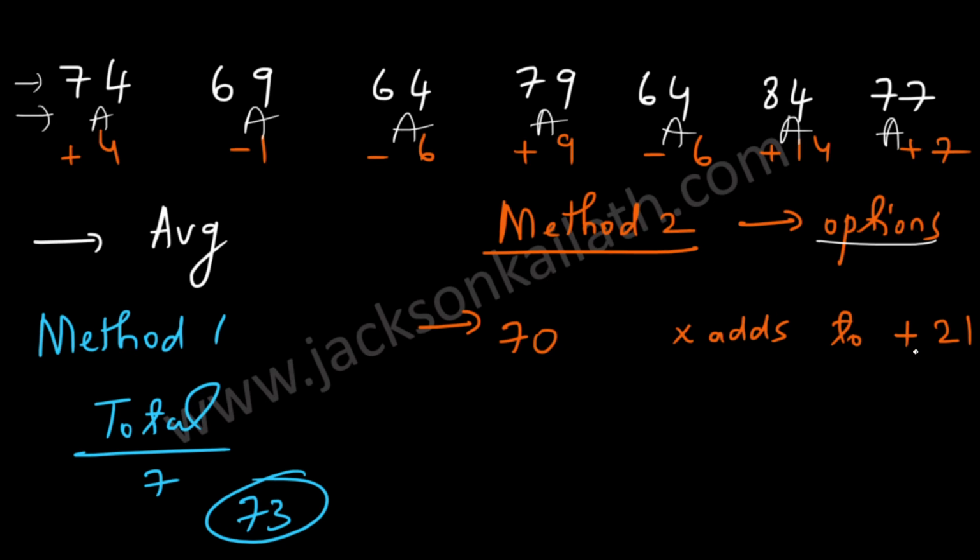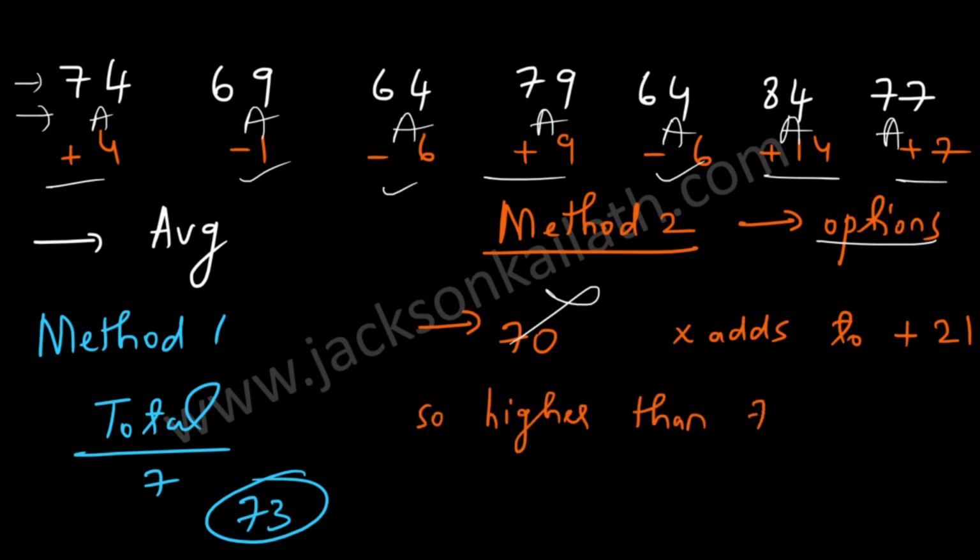Again, you don't need to actually add it up. You can even see over here, you have plus 4, plus 9, plus 14, and plus 7. And you just have minus 1, minus 6, and minus 6 over here. So plus is much greater than negative. So definitely 70 is not the answer. And because you're getting plus, the answer has to be higher than 70. Because if you have something higher than 70, the value of the plus will reduce, and that will get you closer to the answer.